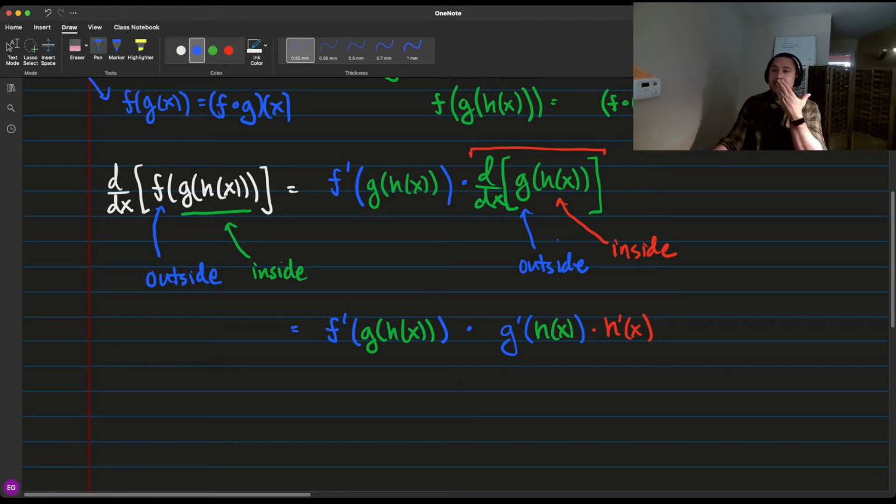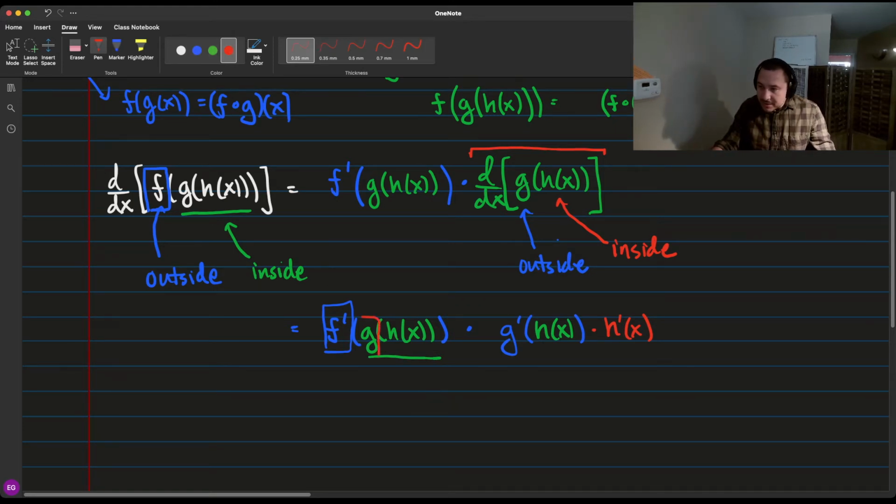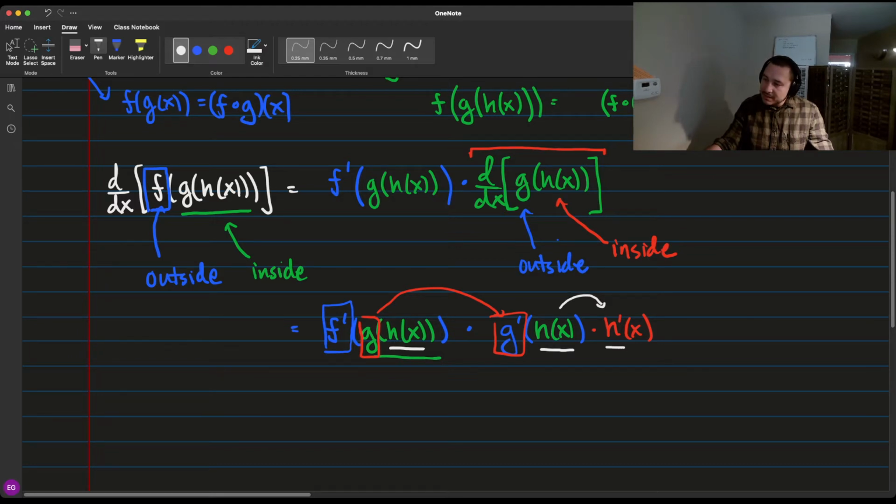Okay, so let's look at what happened here. When you had three functions, you started with your outside function, took its derivative, and then you put the inside. And then you dealt with the inside. For this inside part right here, you took its derivative, g prime, and you left the inside in there, and then you multiplied by the derivative of the inside. So this works no matter how many functions you have. You can basically keep unrolling it.